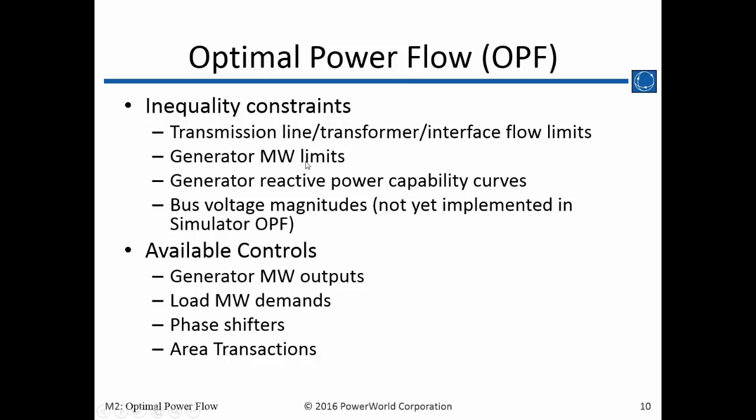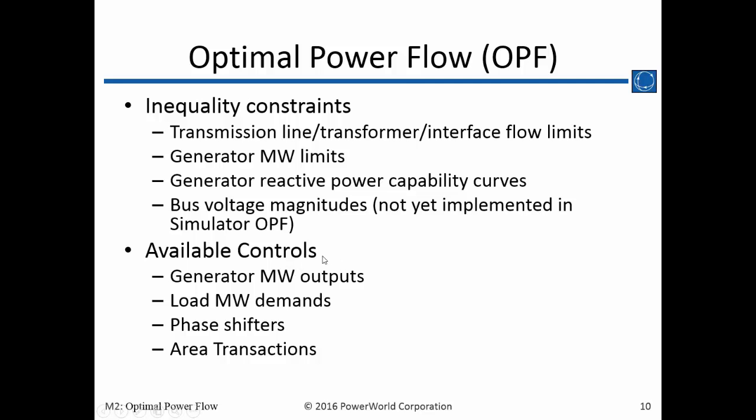Generator megawatt limits, minimum and maximum capability of the generator are typically inequality constraints, so the generator can operate anywhere between its minimum and maximum. Reactive power capability curves can be used. Those aren't really optimized again, but they're part of the power flow side. And bus voltage magnitudes, they can be controlled, but they're not really optimized either.